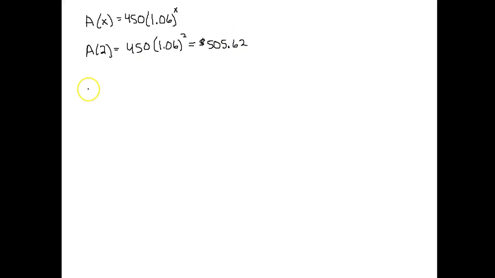Then it says how much is in the account after 20 years. All right, so you've got to put 1.06 to the 20th power first, and then times that by 450. I'm rounding to the nearest cent because it is money. So you're going to get $1,443.21.